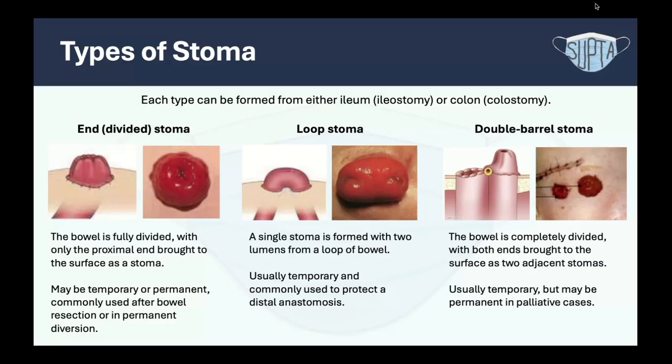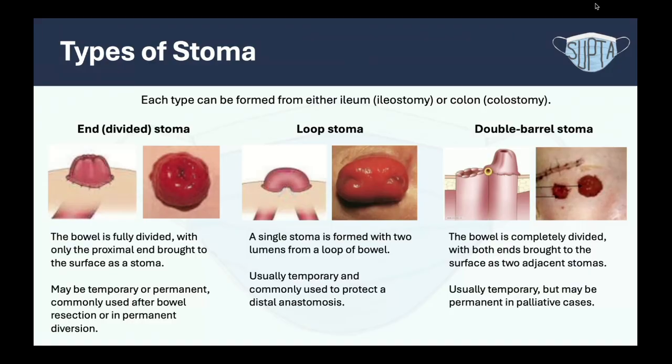So now I'd like to talk about some different types of stoma. A stoma is a surgically created opening on the abdomen that allows for the discharge of bodily waste, primarily from our bowel or our urinary tract. It's really useful to be able to recognize these on the ward, so I highly recommend getting familiar with these.